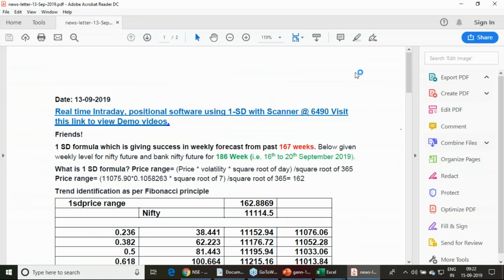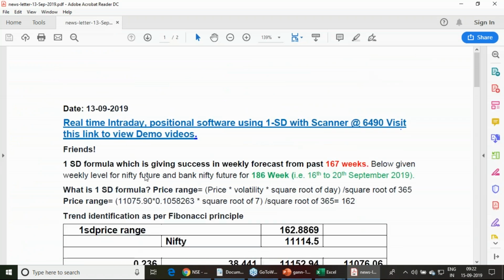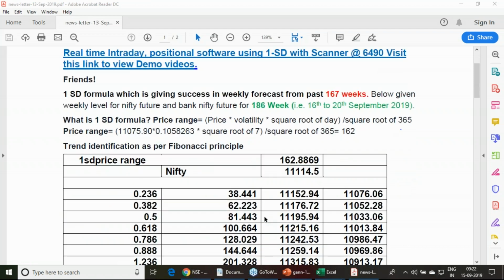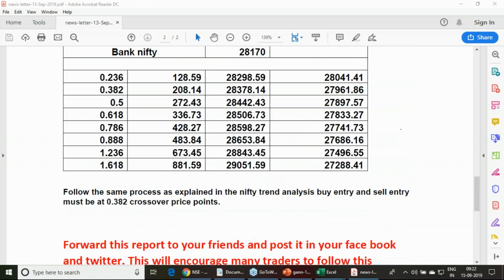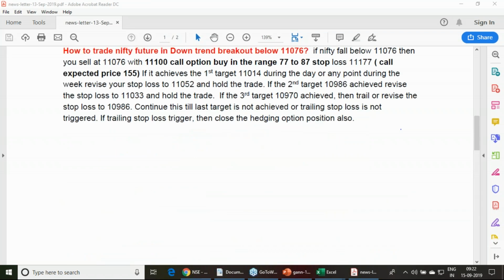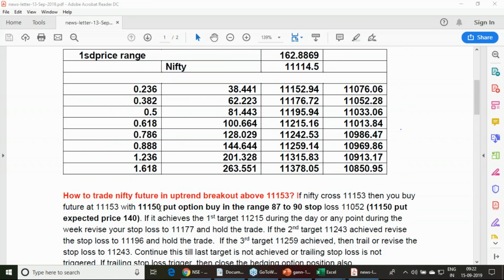So this also, the 13th we have released. So here one volatility we are using. Nifty volatility we have used is 10.5823. I am using it for 7 days, square root of 7. So this particular report is being generated for Nifty and Bank Nifty, given on our website. Just check it for the next week, how far these calculations are true.